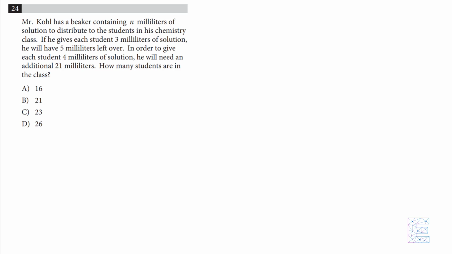For our second hard question from the Heart of Algebra series, let's go ahead and read it. Mr. Cole has a beaker containing n milliliters of a solution to distribute to the students in his chemistry class. If he gives each student 3 milliliters of solution, he'll have 5 milliliters left over. In order to give each student 4 milliliters of solution, he will need an additional 21 milliliters. How many students are in the class?